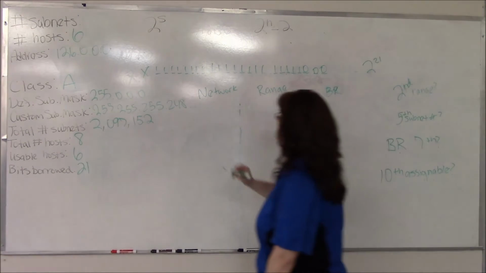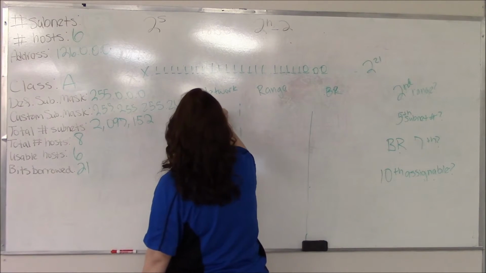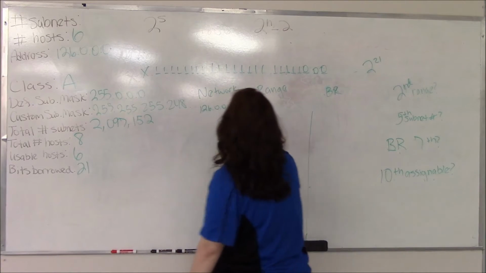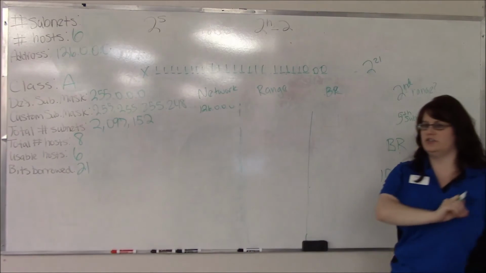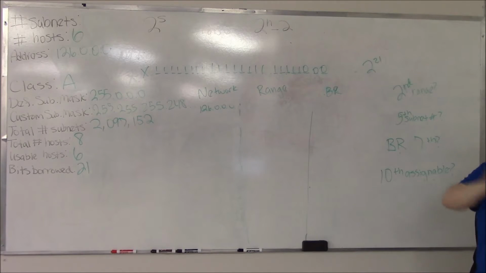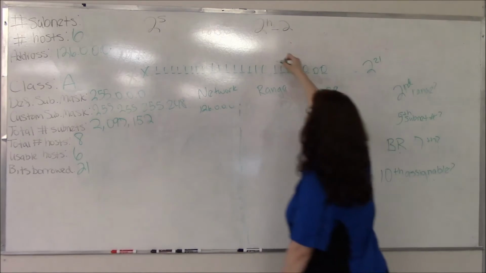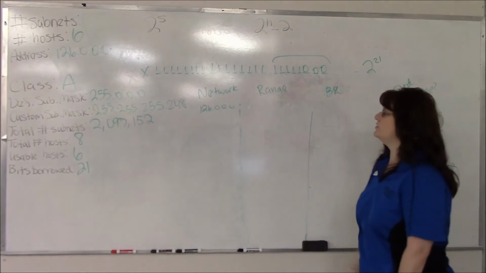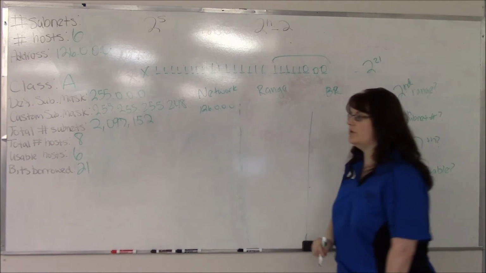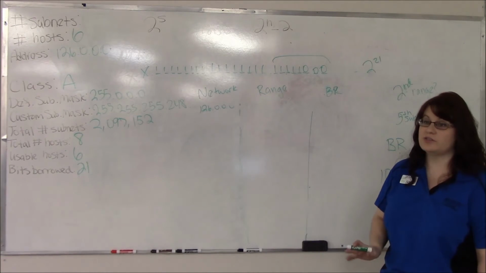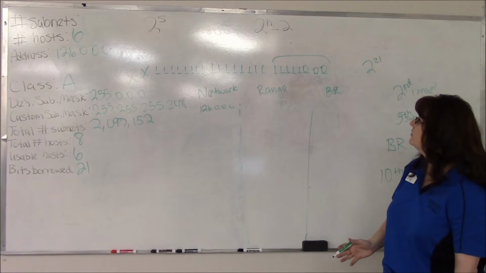My first address, I always start with the 0 network, 126.0.0.0. Which octet changes? The 4th, where the 1s and 0s switch over. That one changes first, and what is my increment value? You know it's going to be small, right? 8.